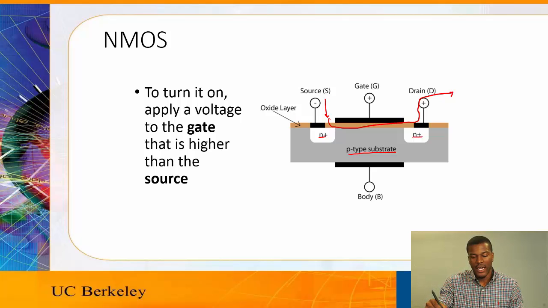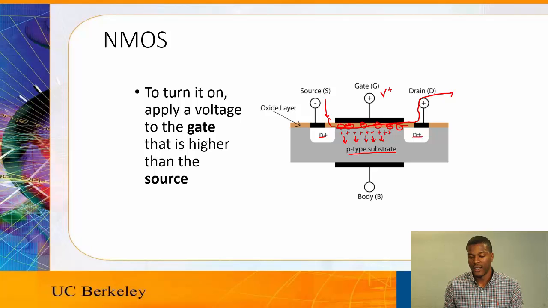If you apply a high gate voltage, that will essentially push all these positive ions that are in a P-type substrate, and they will repel them away from the channel. When that occurs, it will generate a channel of negatively charged ions that will create a path for the current that enters the source to flow across to the drain.